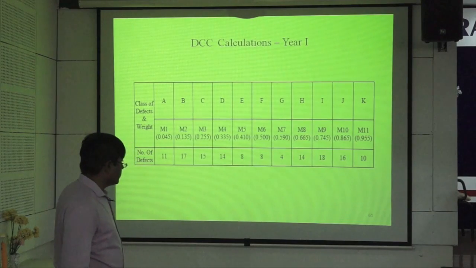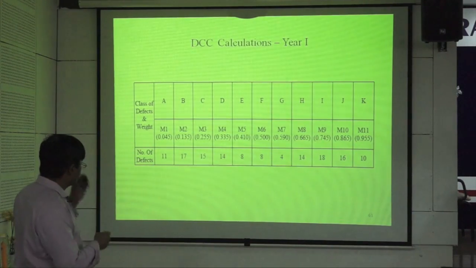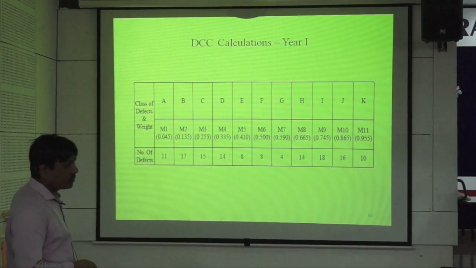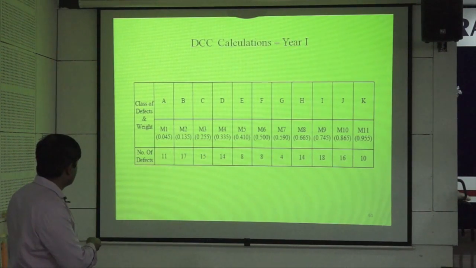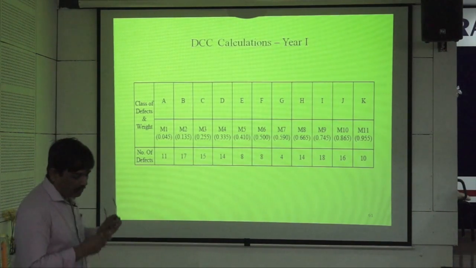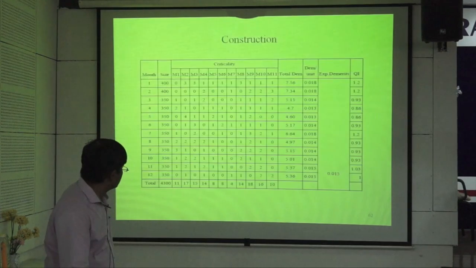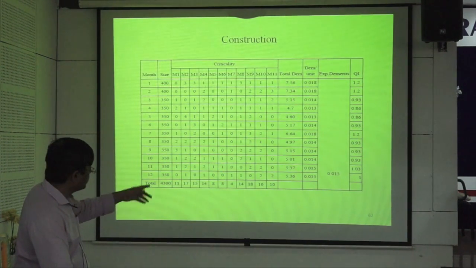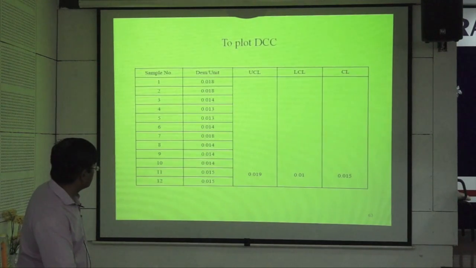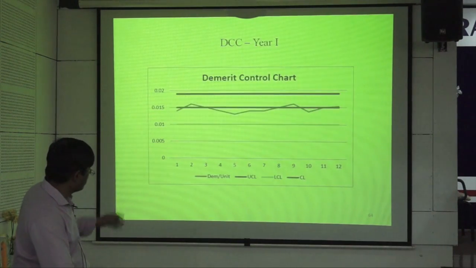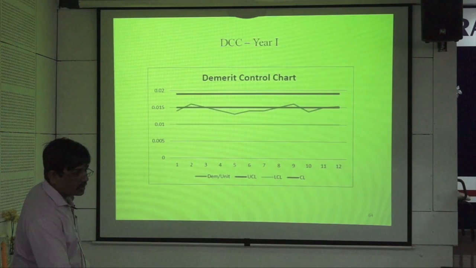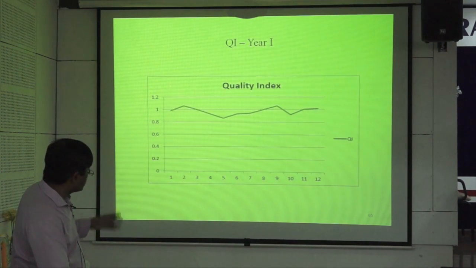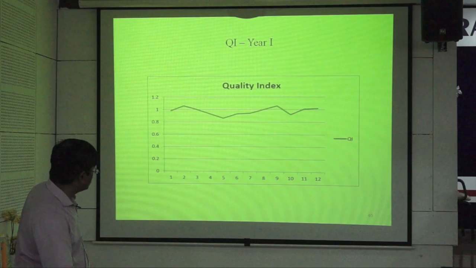Now by using that scale, again we have analyzed the data. For year 1, by using this 11-point scale, we have classified the number of defects according to the severity. So this is data for the whole year. And again, with similar calculations, we have calculated the quality index, upper control limit, lower control limit, and demerits for it. Again we have plotted the demerit control chart. So this is the quality index we have calculated by using linguistic weights.